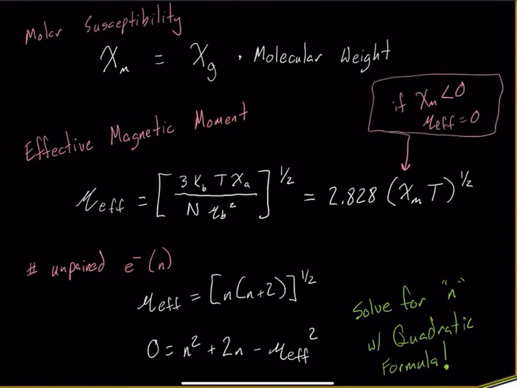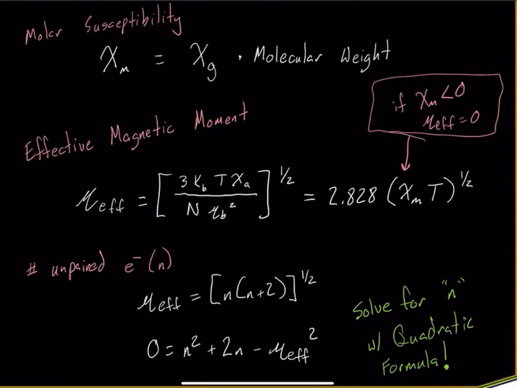Right, and this is kind of an important note that we're making here, right? This generally is true for diamagnetic complexes. So if something is diamagnetic, it actually repels that magnetic field a little bit, and you end up with a negative value for your molar susceptibility.